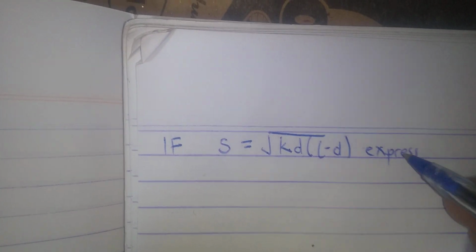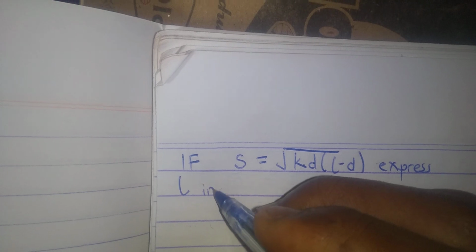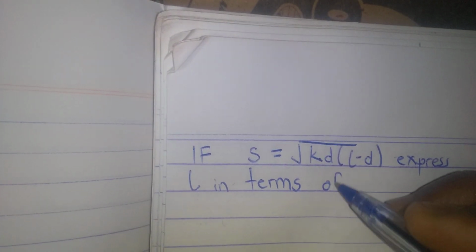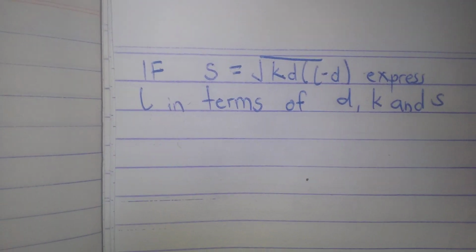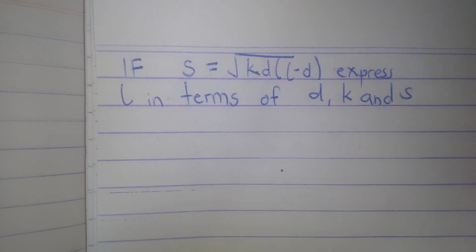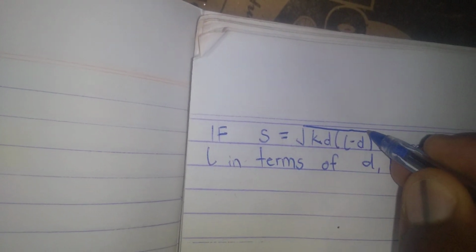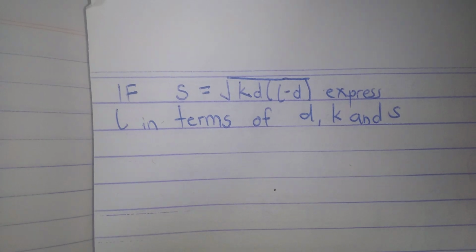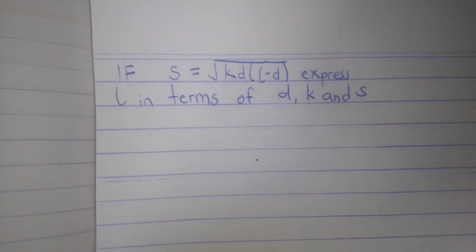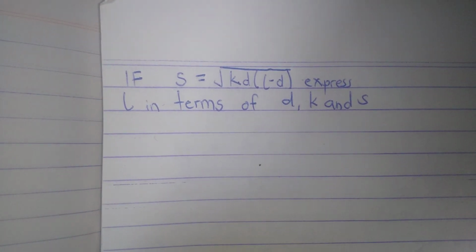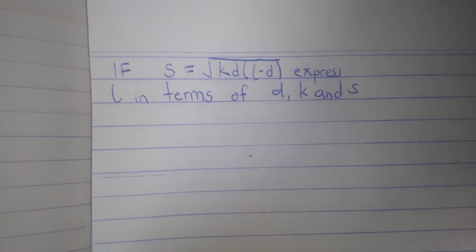L in terms of d, k and s. So in other words, this question is requiring us to make L the subject of the formula. So what shall we do to make L the subject of the formula? Looking critically, L is being bound into a square root, then enclosed in a bracket. So we have to make sure that we make L stand independent on each side.